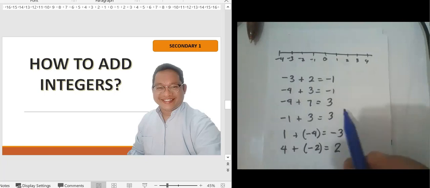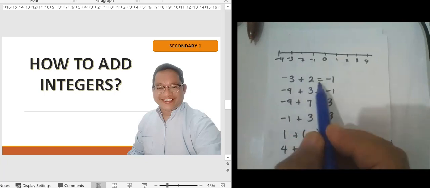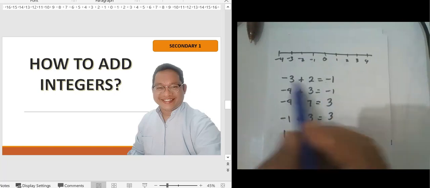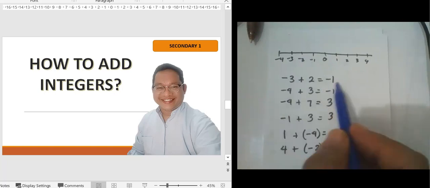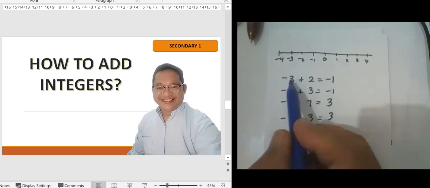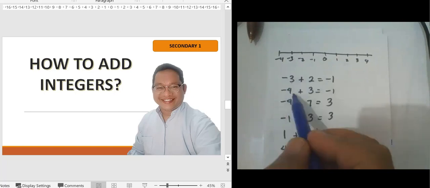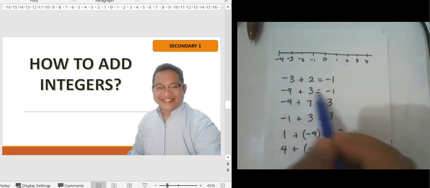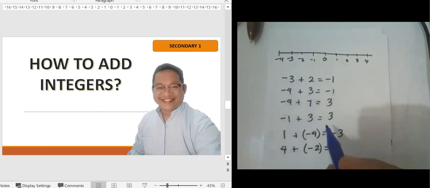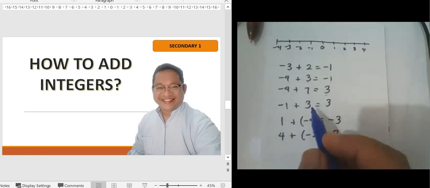So let's try to look at it. -3 plus 2, the answer is -1. So they have different signs, and it seems that you subtract them. 3 minus 2 is 1, and you copy the sign of the bigger number because 3 is bigger than 2. -4 and 3. It seems to be 4 minus 3 is 1. Then you copy the sign of the bigger number. 4 and 7. So 7 minus 4 is 3, and then the sign is positive because 7 is greater. So you copy the sign of the 7.